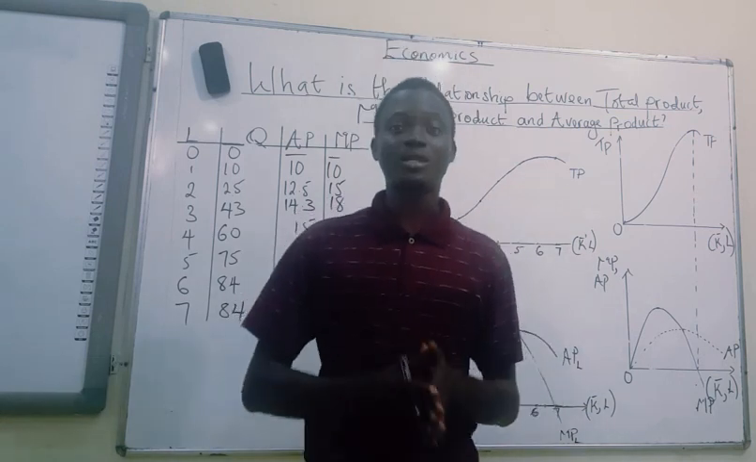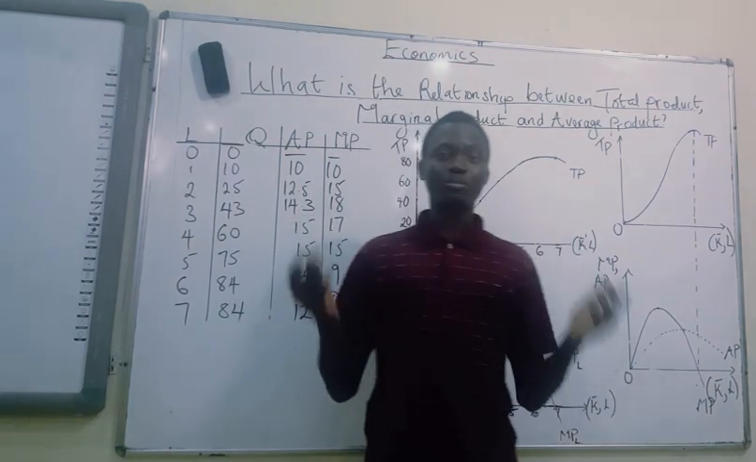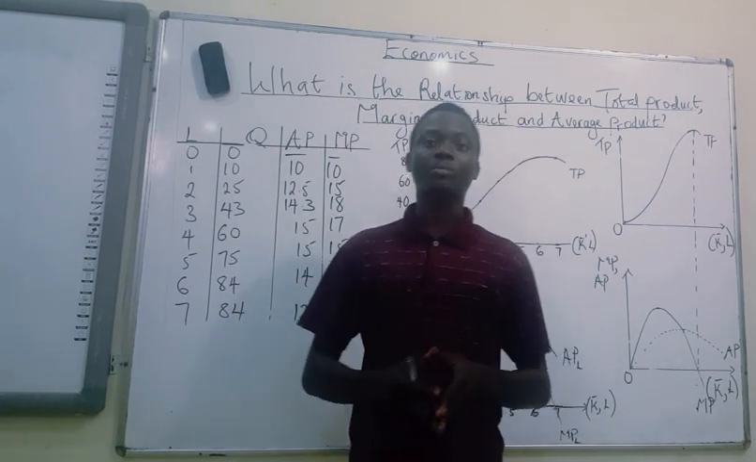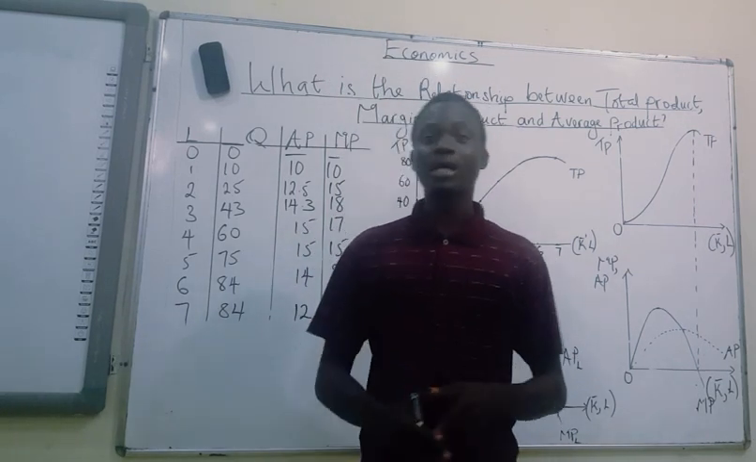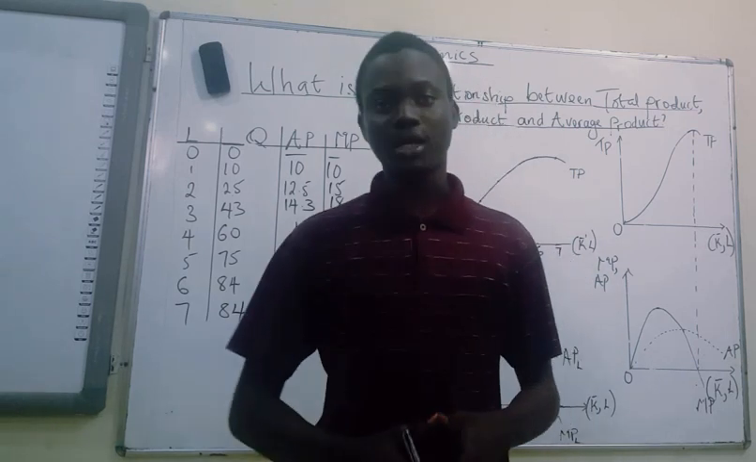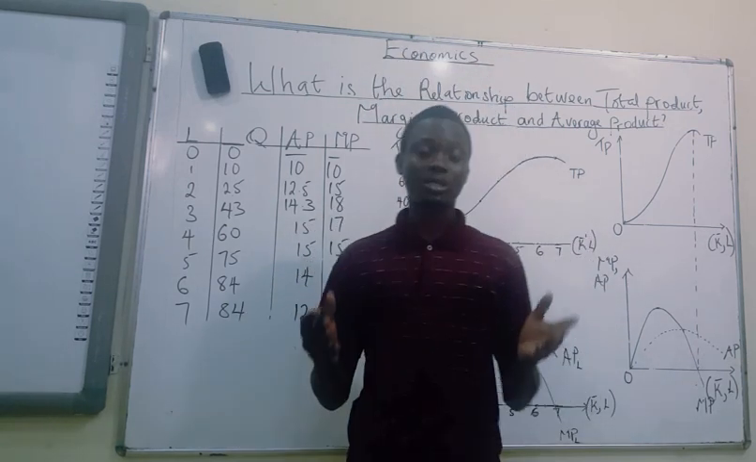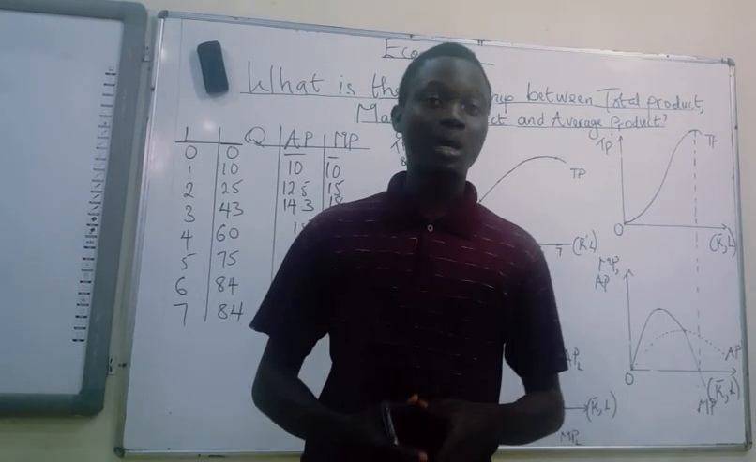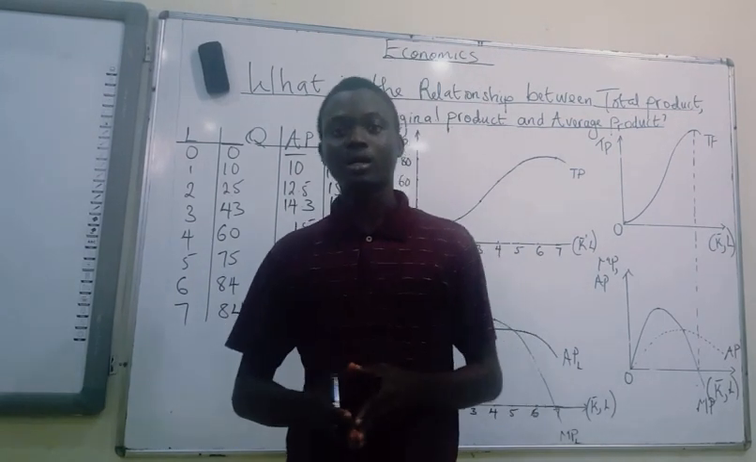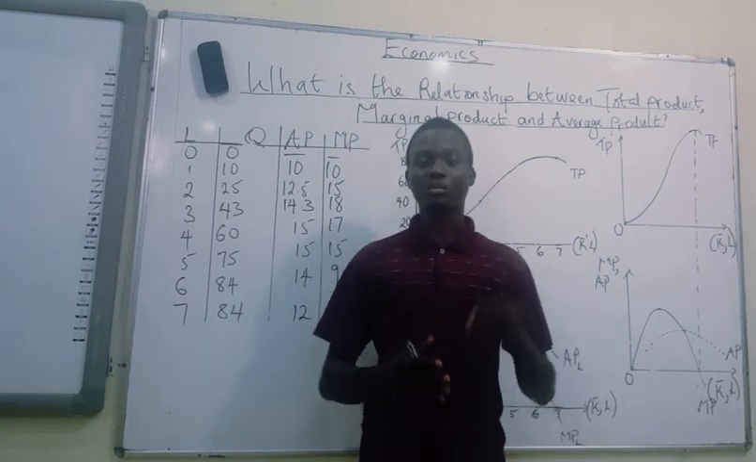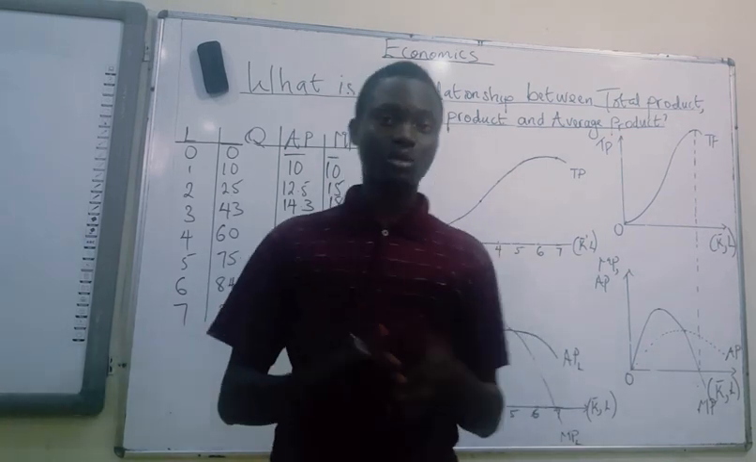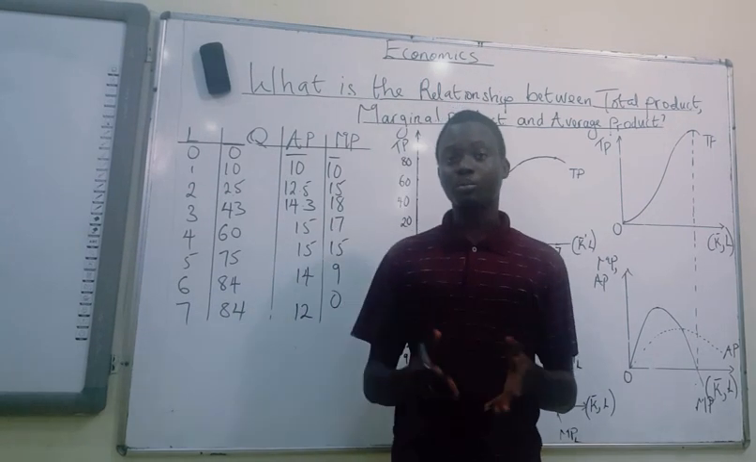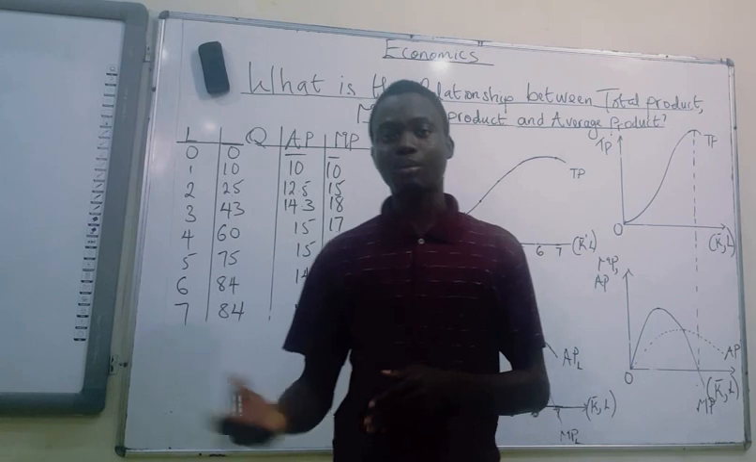Total product is simply the sum of all the quantity of a good or service that is produced by a producer, given the inputs. Then what is average product? Average product is simply product per unit of input used. It is simply total product divided by the amount of inputs used, be it labor, capital, or something else.